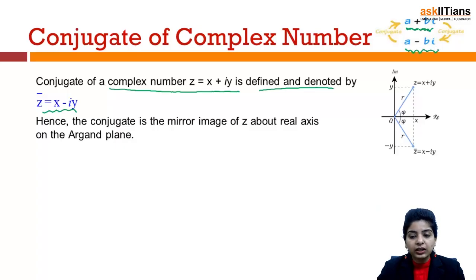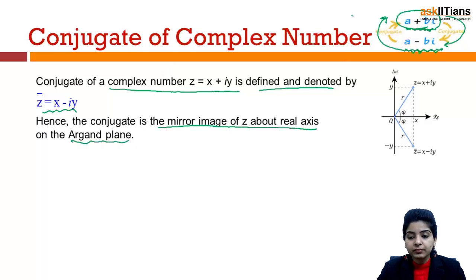That is, as it was a plus ib, it will now become a minus ib. This is denoting that if you have this complex number, its conjugate is a minus ib, and if you are given this complex number, then its conjugate would be a plus ib. That is, you just need to change the sign of the imaginary part. That is it. So hence the conjugate is the mirror image of z about the real axis on the Argand plane.